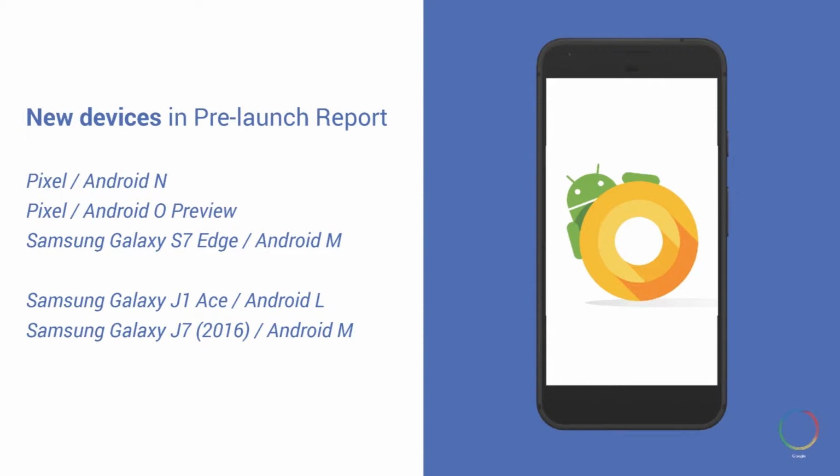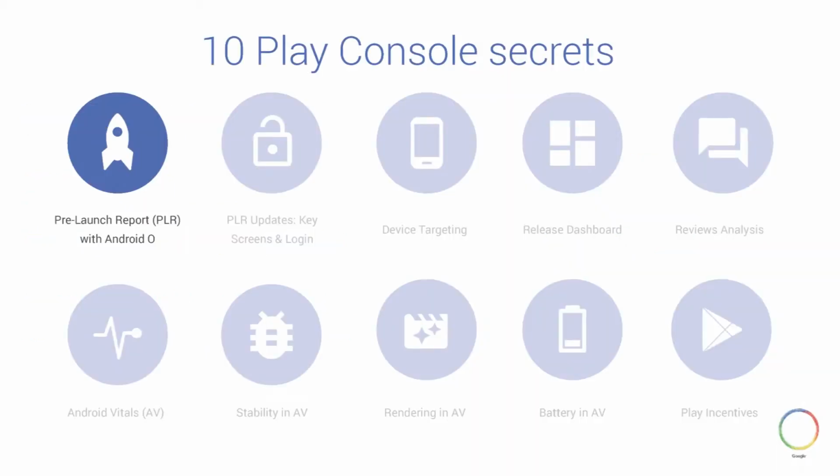So now, when you upload your APK to the pre-launch report, we will detect problems that will apply in the version of Android that will be released later this year, giving you plenty of time to fix those issues before users see them. So that's your first of our 10 secrets, Android O preview in the pre-launch report. But let me carry on.